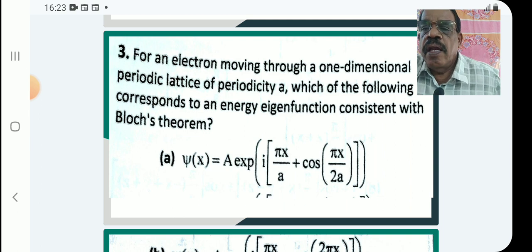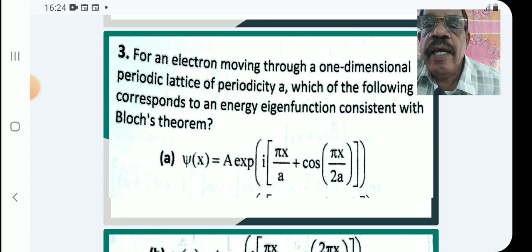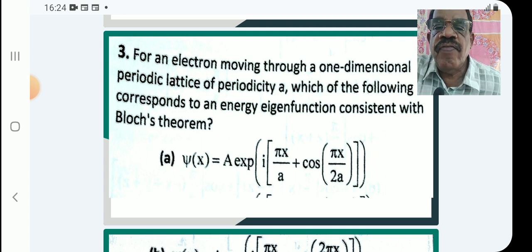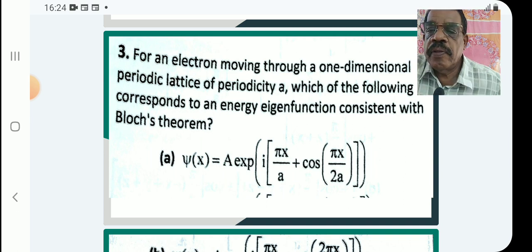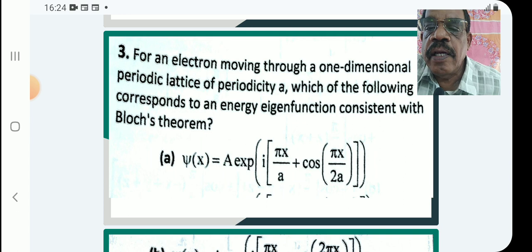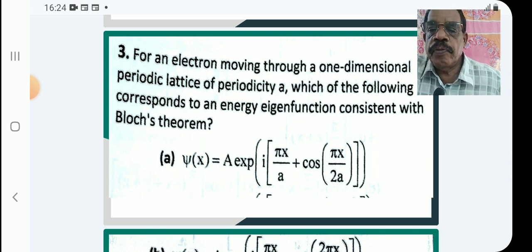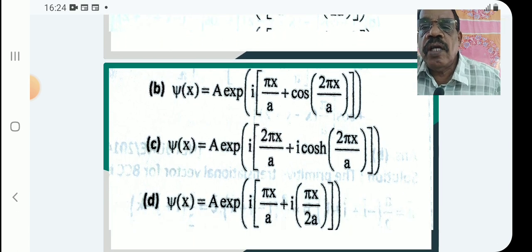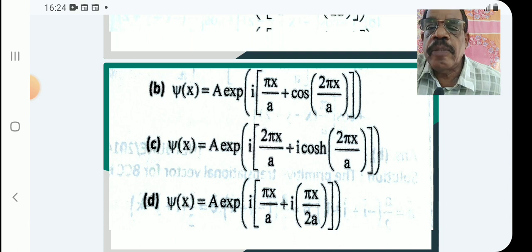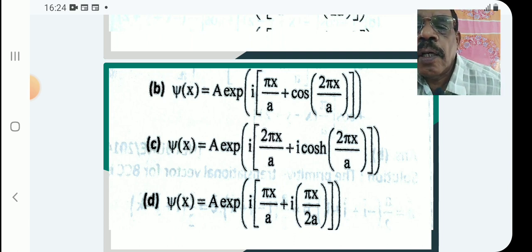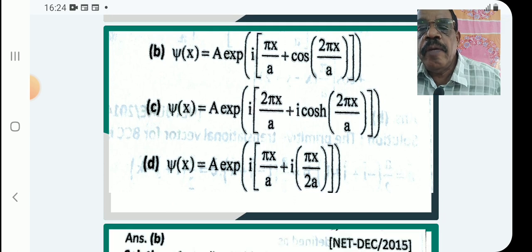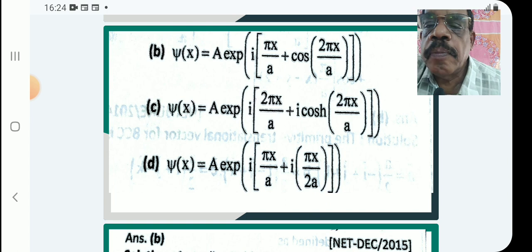Number 3: for an electron moving through a one-dimensional periodic lattice of periodicity a, which of the following corresponds to an energy eigenfunction consistent with Bloch's theorem? A) psi(x) is equal to exponential i pi x by a plus cos pi x by 2a. B) psi(x) is equal to A exponential i pi x by a cos 2 pi x by a. C) psi(x) is equal to A exponential i 2 pi x by a plus i cosh 2 pi x by a. And D) psi(x) is equal to A exponential i pi x by a plus i pi x by 2a.